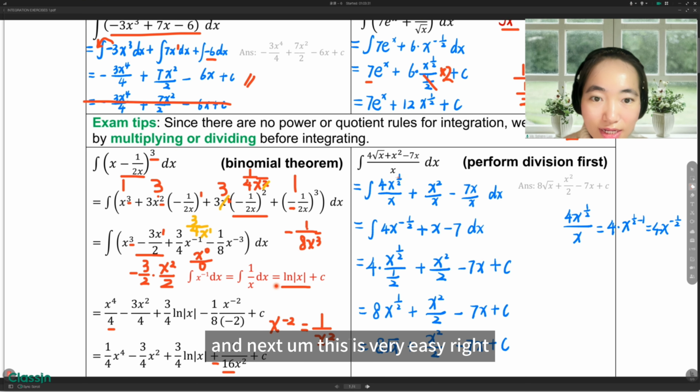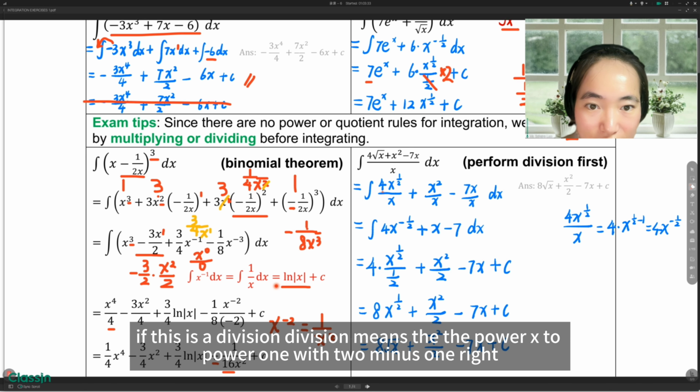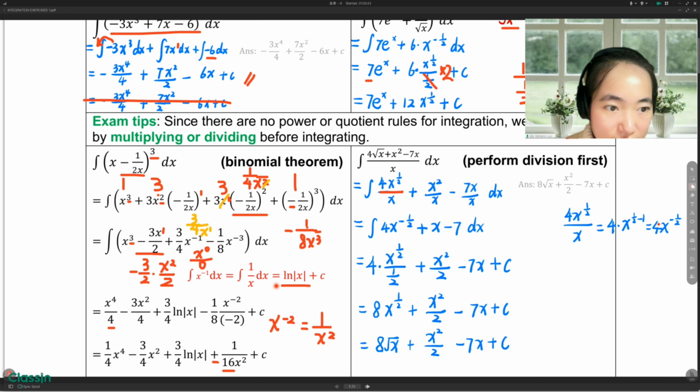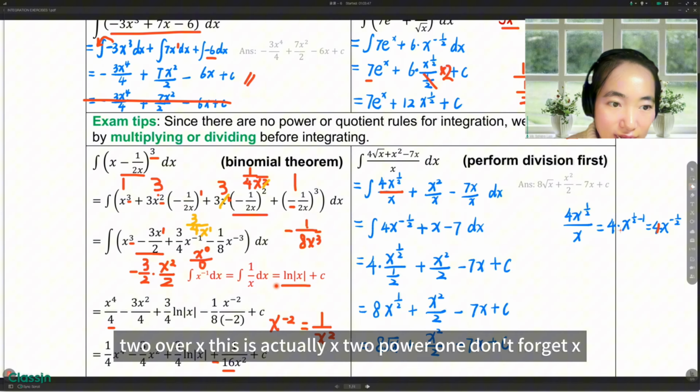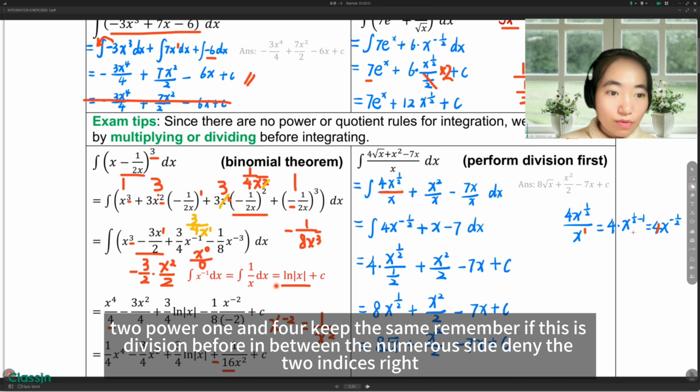And next, this is very easy, right? If this is a division, the power is x to the power 102 minus 1, right? Why do I say that? Look at this. This is 4x to the power 102 over x. This is actually x to the power 1. Don't forget x to the power 1. And 4 keep the same.